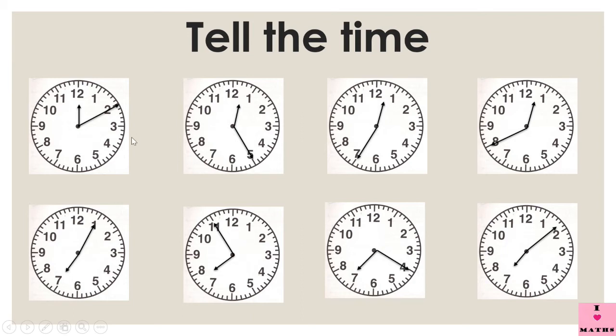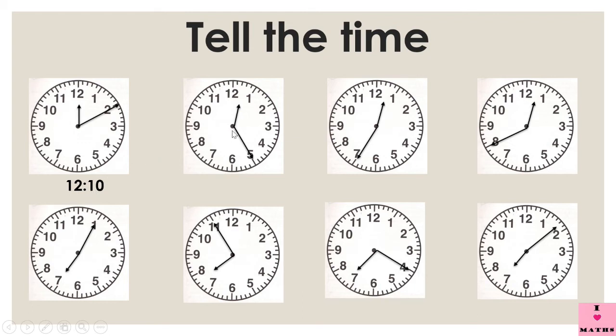Okay. Here you can see different times in all these clocks. Come, let us see what the time is. The hour hand is on 12 and the minute hand is on 2. Since the minute hand is on 2, it means 10 minutes have passed since 12 o'clock. So we say it is 10 minutes past 12. And how do we write it? Like this. 12:10.